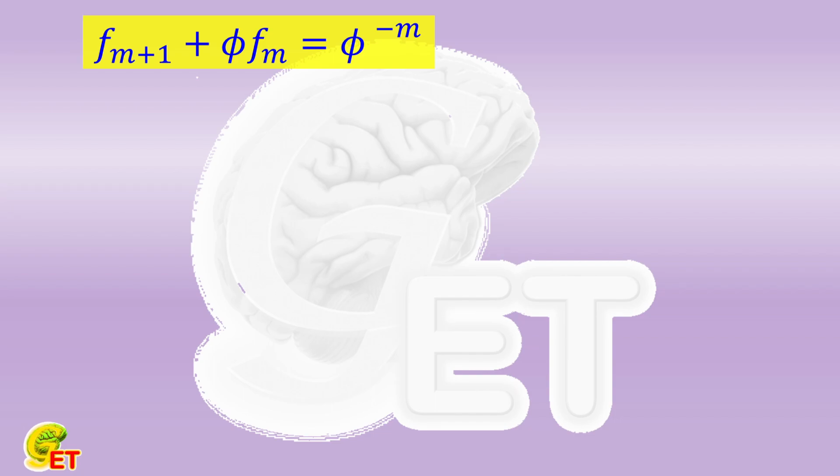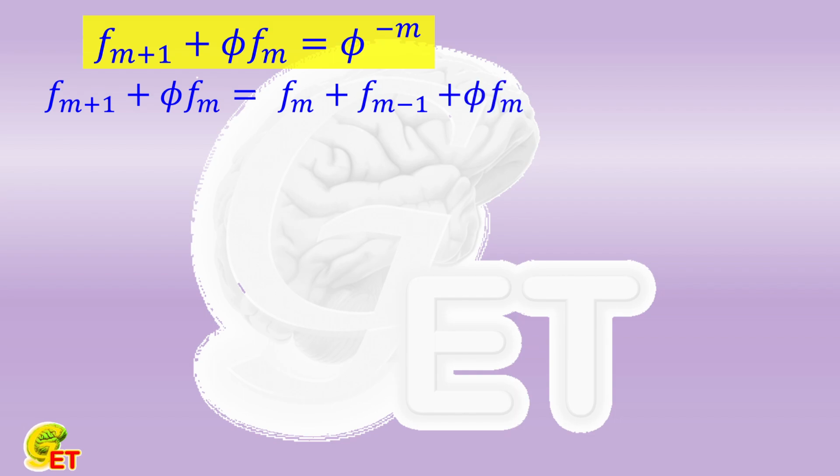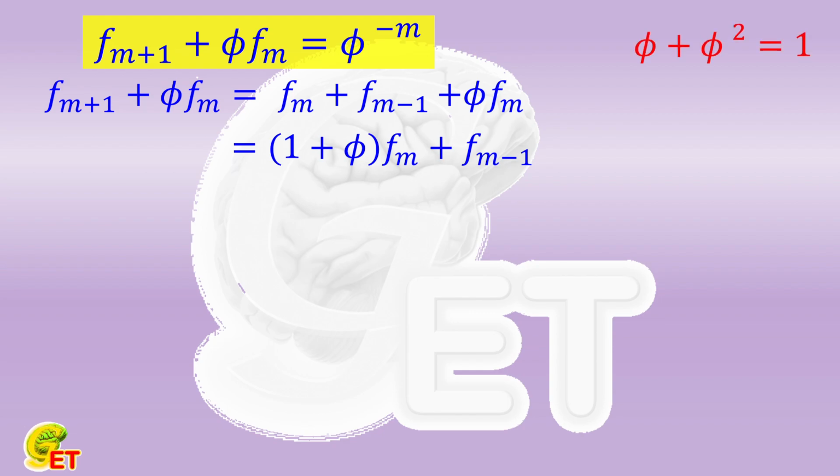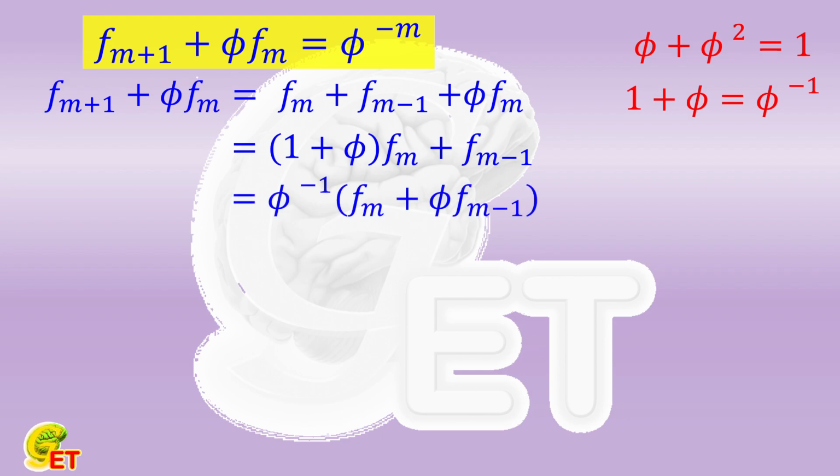We can repeat the proof of this conclusion in another way. Fm plus 1 plus phi times Fm. We can first separate Fm plus 1 into Fm plus Fm minus 1, and then plus phi times Fm. Merging the terms of Fm together, the coefficient is 1 plus phi. From the definition of the golden ratio, it can be deduced that 1 plus phi is equal to phi to the power of minus 1. So Fm plus 1 plus phi times Fm is equal to itself multiplied by phi to the power of minus 1.